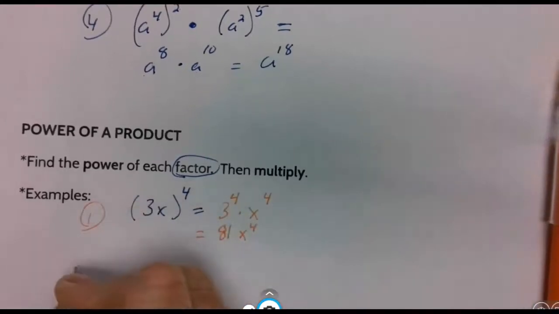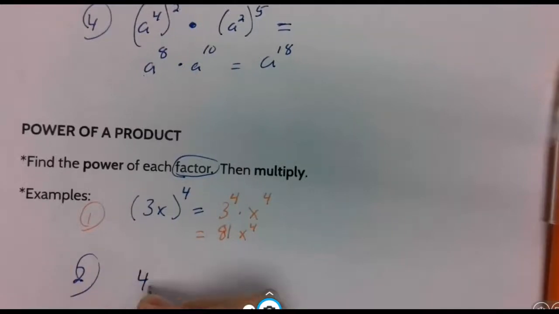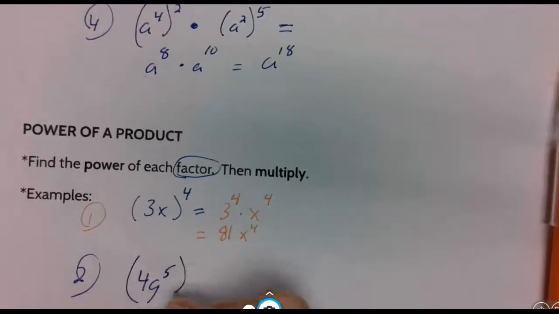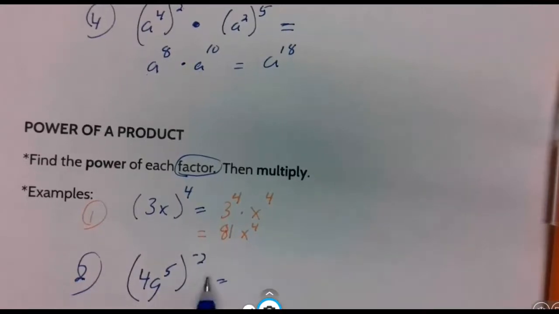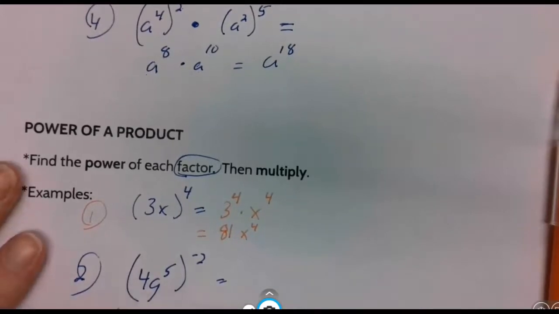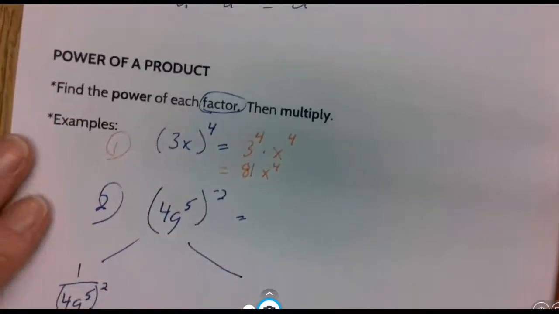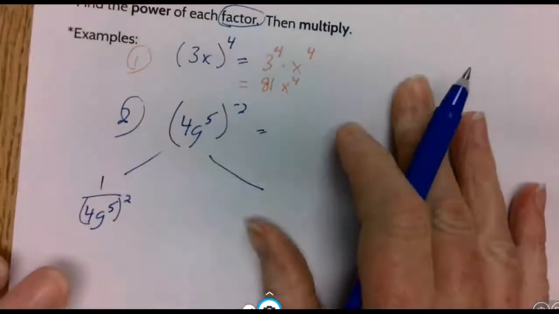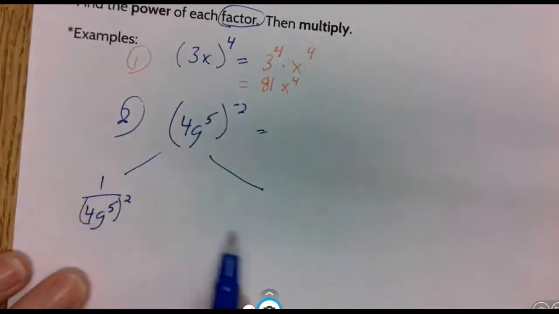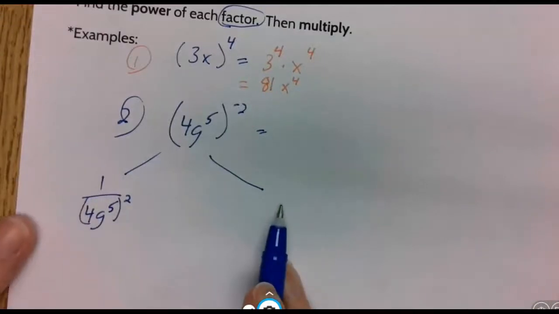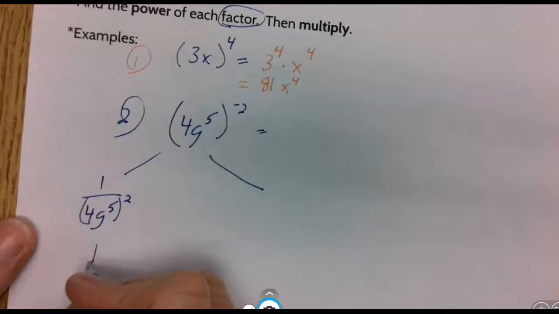Let's look at number 2. 4g to the 5th, all of it to the negative 2. Oh gosh, you have options here. I'll give you the 2 options. 1, I could take care of the negative exponent to begin with. So this would be 1 over 4g to the 5th, all of that squared. I took care of the negative exponent first. Now I'm also going to do it a second way in just a second. Now I'm just going to simplify here.